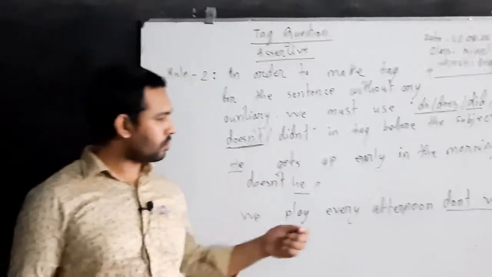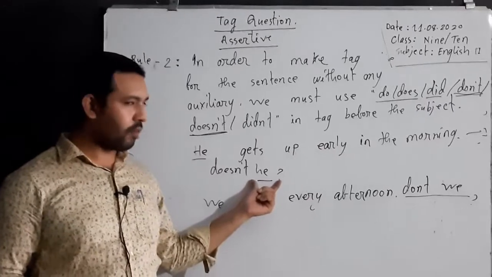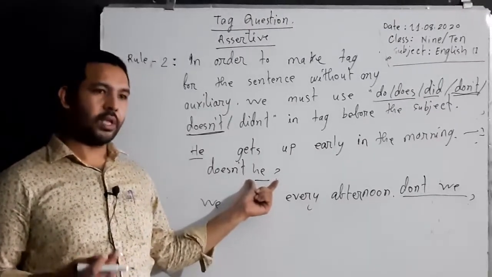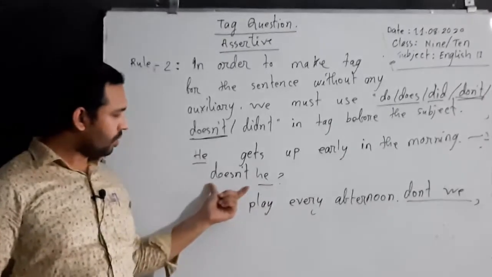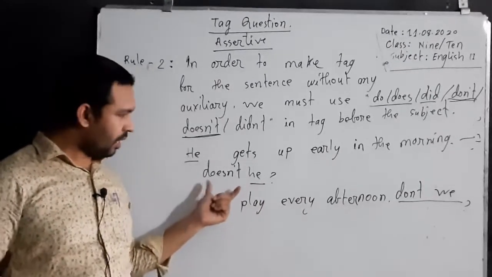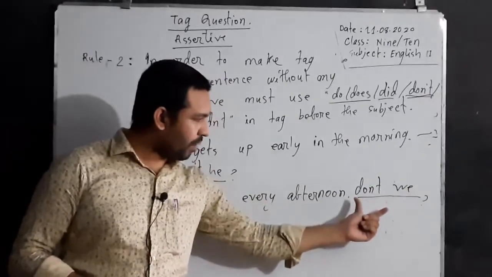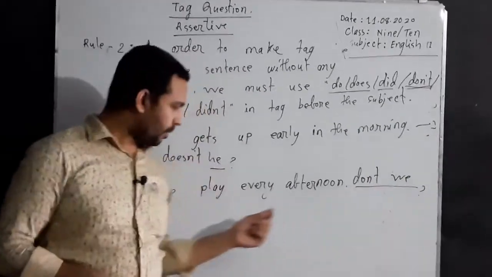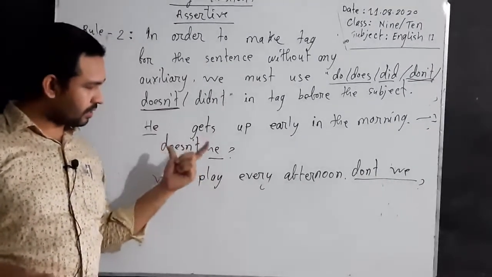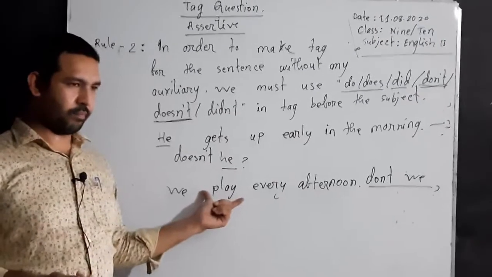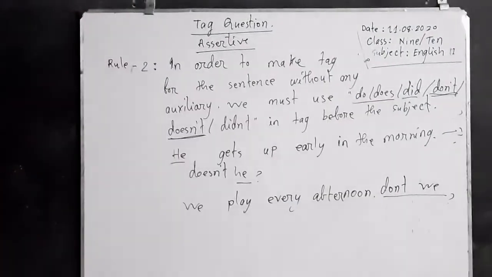We use doesn't only with the subject of third person singular number. Only if the subject is third person singular number, we can use doesn't with that. But if the subject is not third person singular number, we must use don't because this is a present tense and this is in the affirmative form. Okay, let's see some other examples.